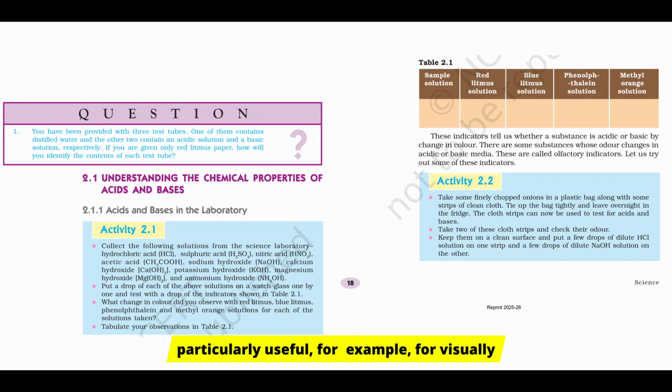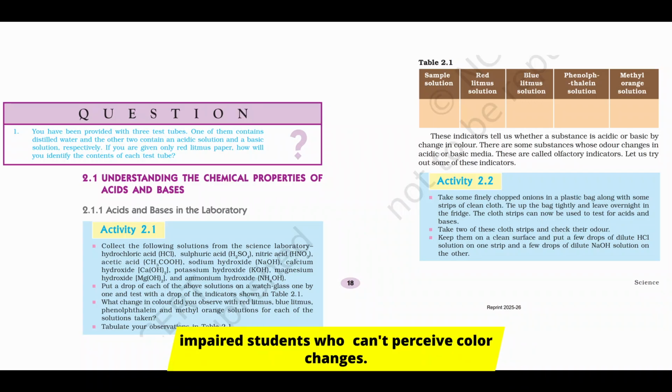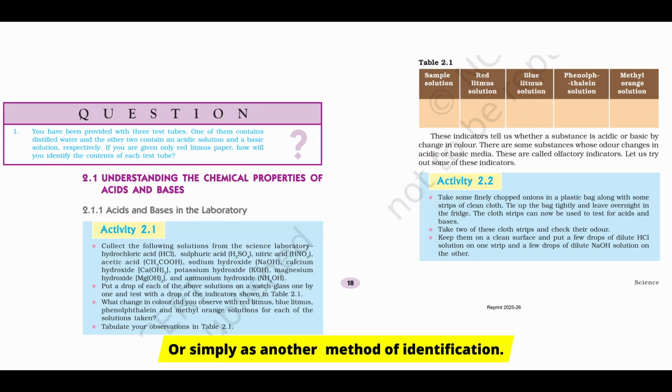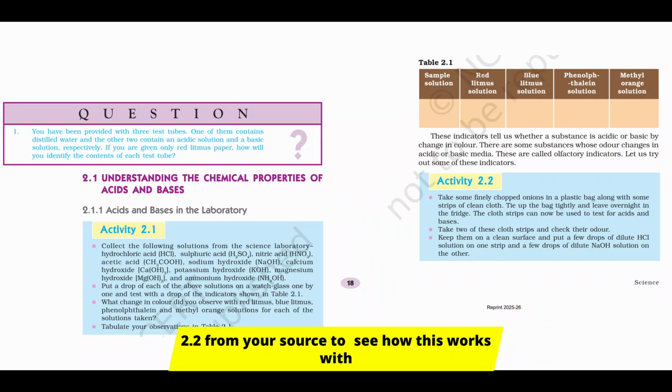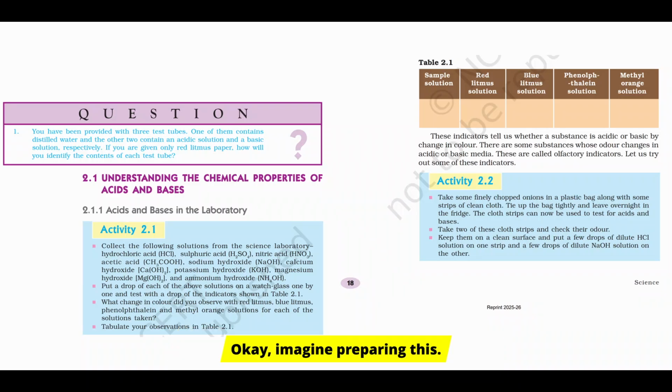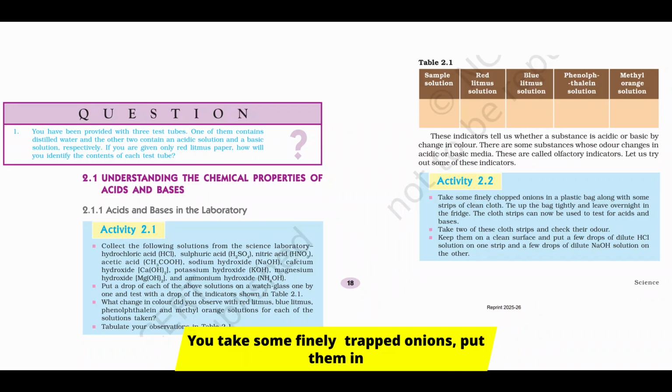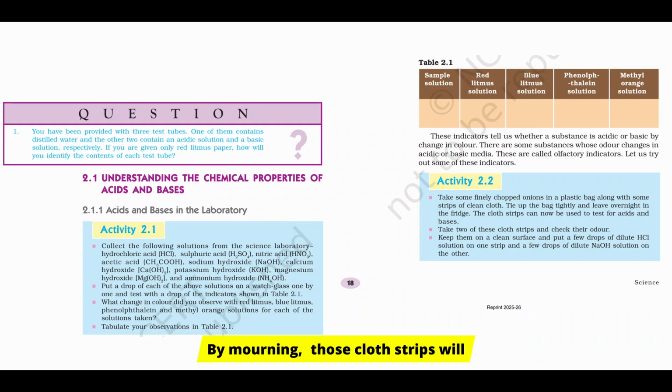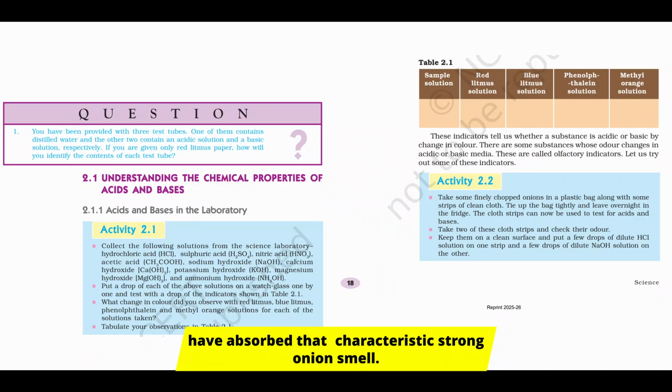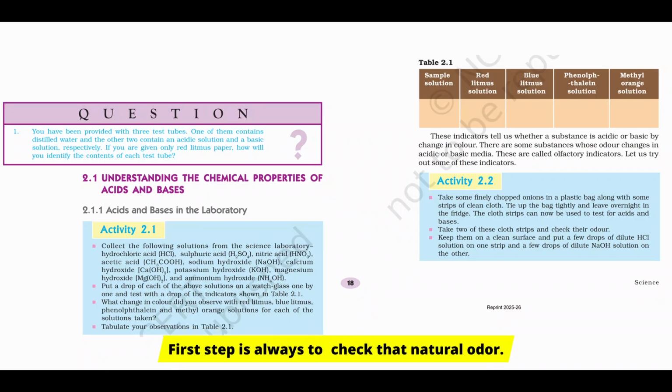This method is particularly useful, for example, for visually impaired students who can't perceive color changes, or simply as another method of identification. Let's walk through an activity like Activity 2.2 from your source to see how this works with common things like onion, vanilla essence, and clove oil. Okay, imagine preparing this. You take some finely chopped onions, put them in a clean plastic bag with a few strips of clean cloth. Tie the bag tightly, leave it overnight in the fridge. By morning, those cloth strips will have absorbed that characteristic strong onion smell. First step is always to check that natural odor.